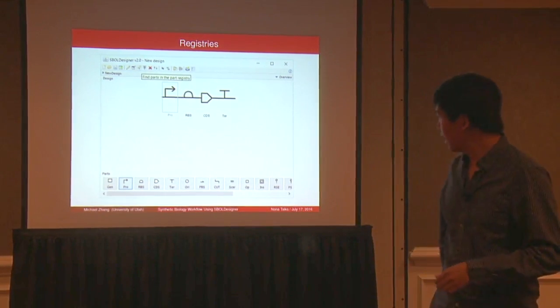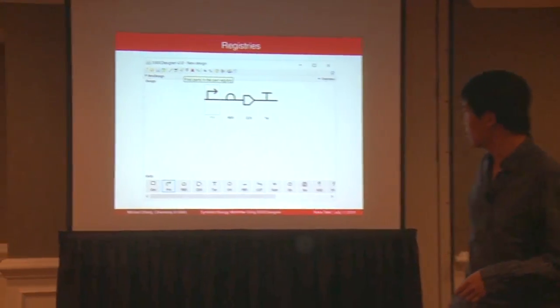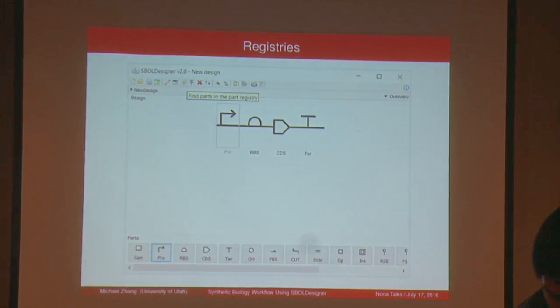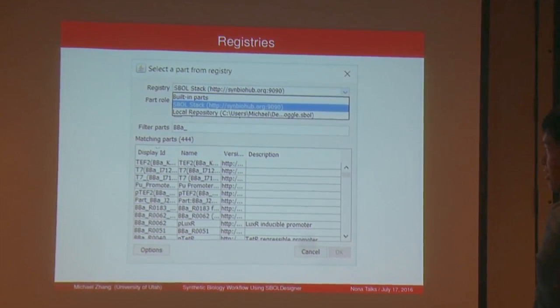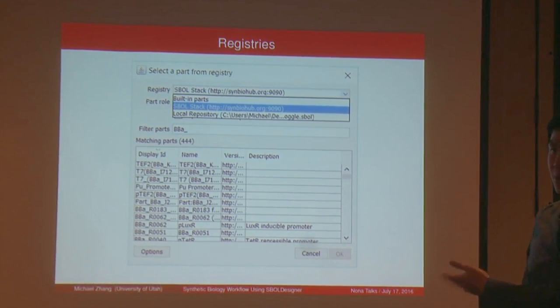So now that we have registries added, we can select a part and click on the little flashlight icon right there to import parts from a registry. So we're going to do it from the SBOL stack right here, because that's probably the most exciting one. So you select which registry you want, so the SBOL stack, and then you can filter parts by roles, and you can filter parts by name and display ID.